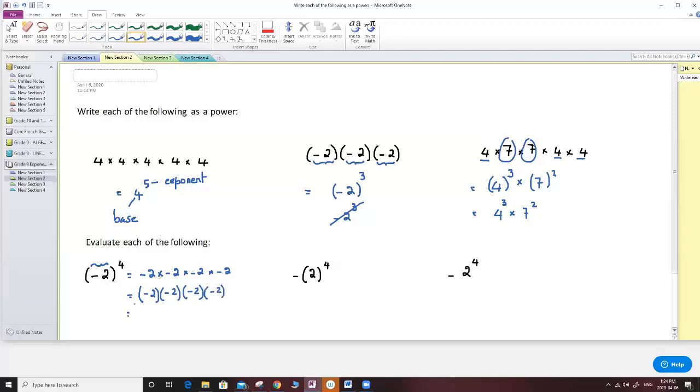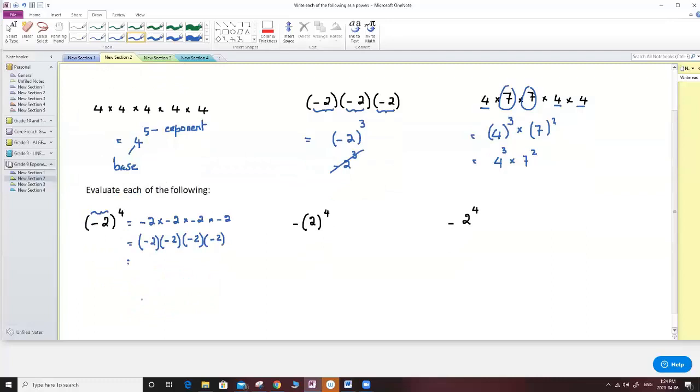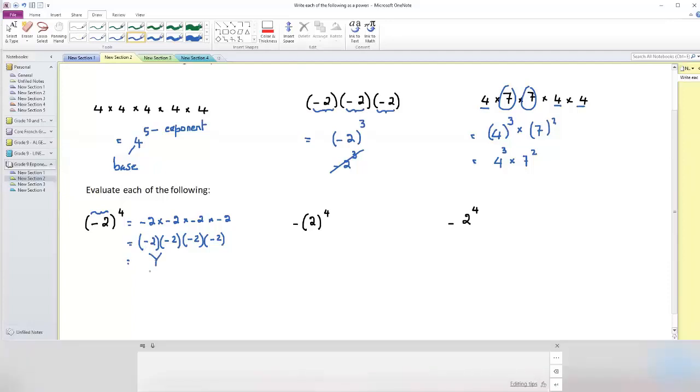Now, there are 2 methods to do this one. The first method, which is a little bit long, we can say negative 2 times negative 2. You see that the result of negative times negative is positive 4. And here, negative and negative will give me positive 4. So don't forget, I'm multiplying positive 4 by positive 4. That means 16. This is one way.